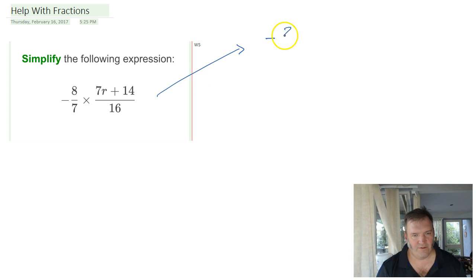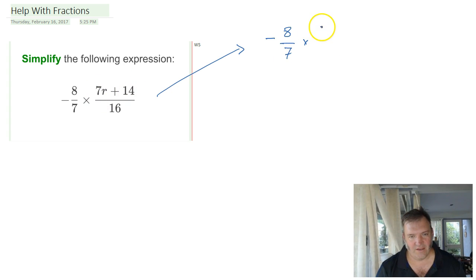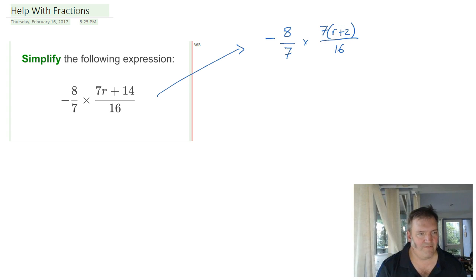I'm just going to leave this first one here alone, negative 8 over 7. And I'm going to factorise this numerator, this 7r plus 14. You can see 7's a common factor there. So that is the same as writing 7 outside of r plus 2 all over 16. That just makes your life a little bit easier.